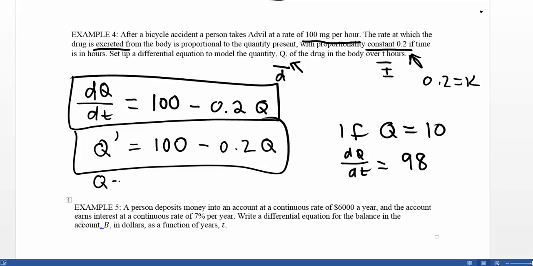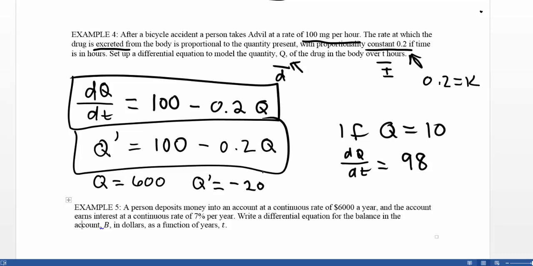Similarly, if Q is currently 600 milligrams, then our rate, we would do 100 minus 0.2 times 600. 0.2 times 600 is 120. So 100 minus 120 is negative 20. So if there were 600 milligrams of the drug in the body, and we were only taking 100 milligrams per hour, then at that particular time, we would be losing 20 milligrams per hour. So our function would be decreasing.